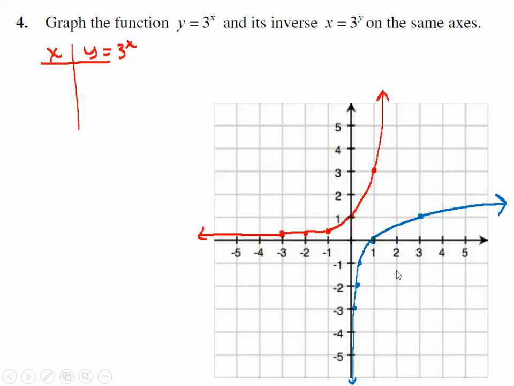So notice also, remember how we talked about this being a horizontal line test for the red line? I'm sorry about that. Not horizontal line test. This is a horizontal asymptote for the red line. Kind of funny. For the blue line, this becomes a vertical asymptote now, right here.